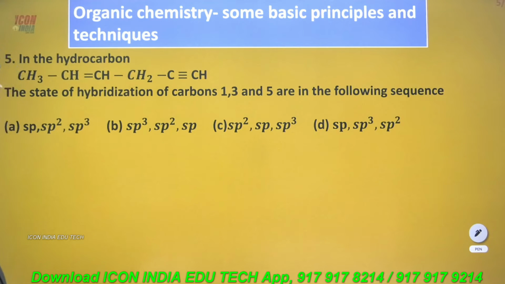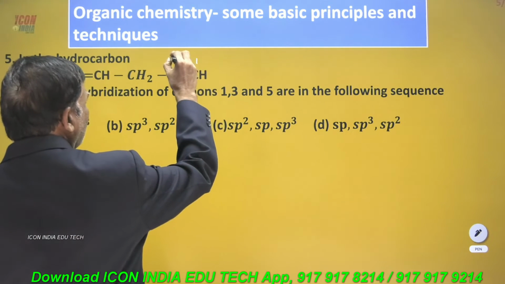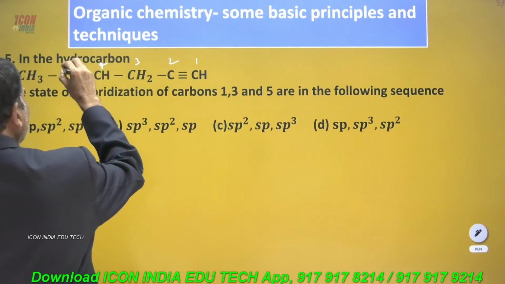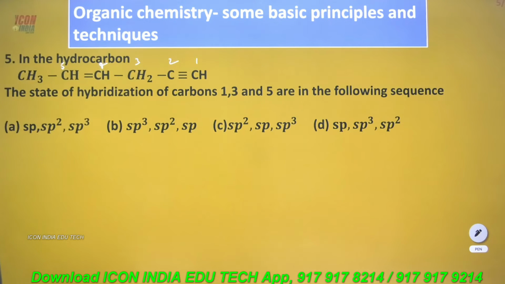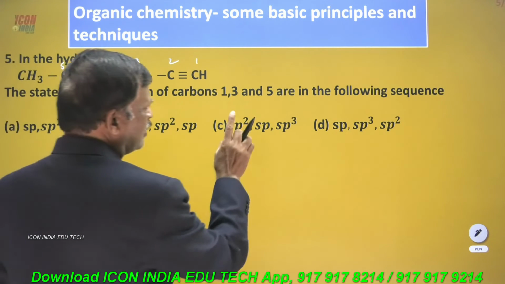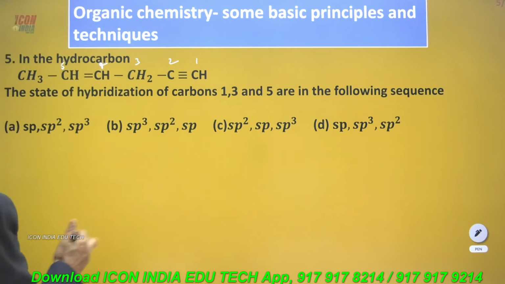1, 3, 5. Obviously again numbering from right side. 1, 2, 3, 4, 5. They want 1, 3, 5. First carbon sp, third carbon sp3. Because it is triple bonded, this is single bonded. So sp and sp3. Where it is? Not first option, not second option. The fourth option. Finished. sp and sp3. So it is D.